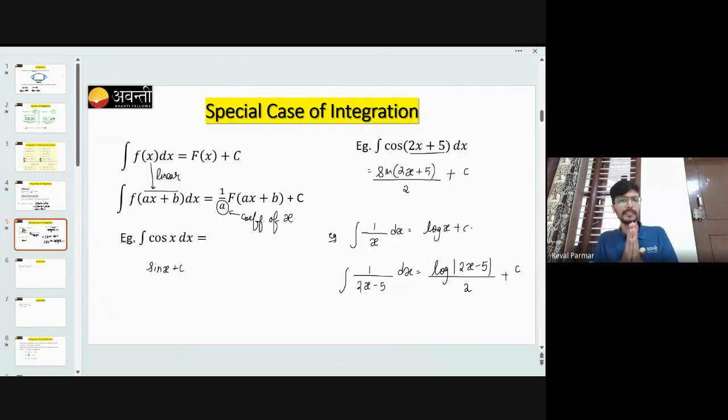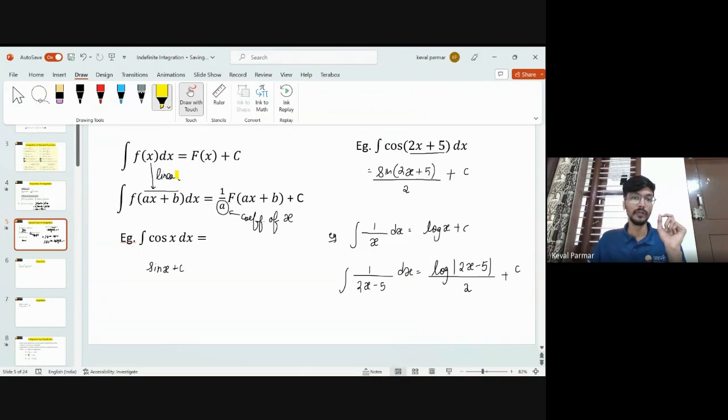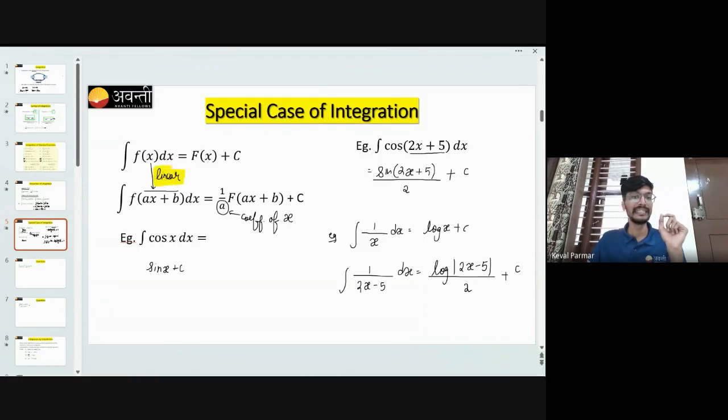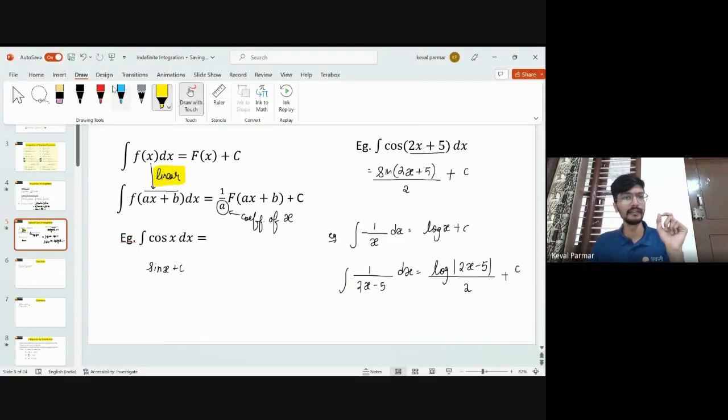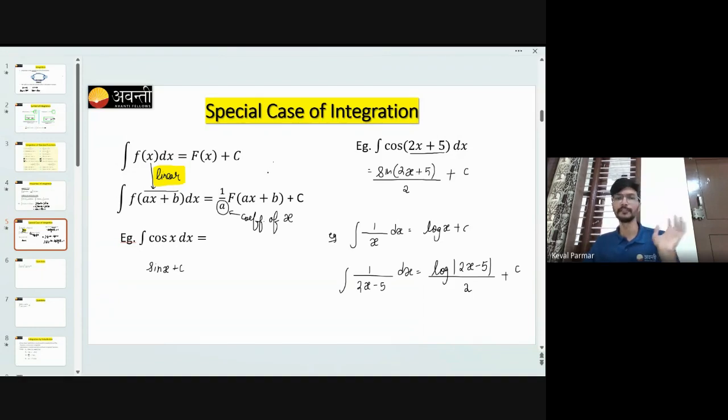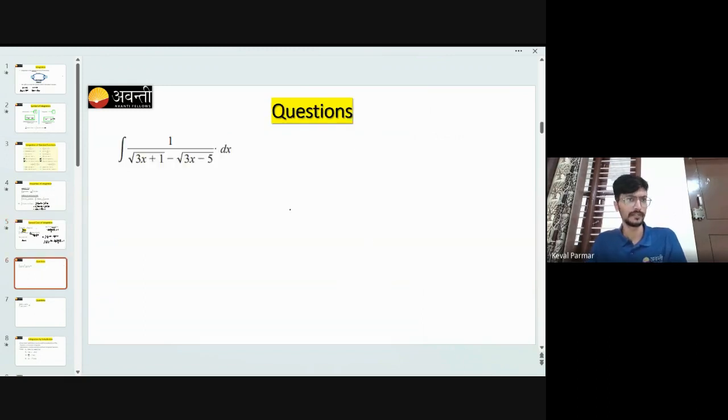This is a very special and very simple case. It is only possible if we have a linear term. Not possible if we have quadratic or other. So please note this. Got it? Yeah. So let's proceed. Now, next I would like to talk about questions.